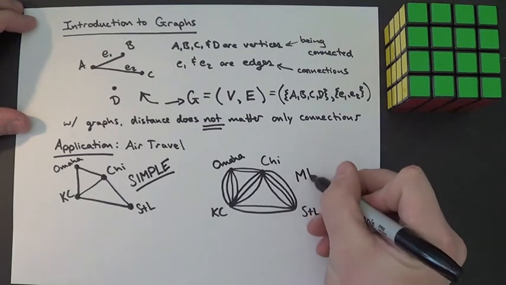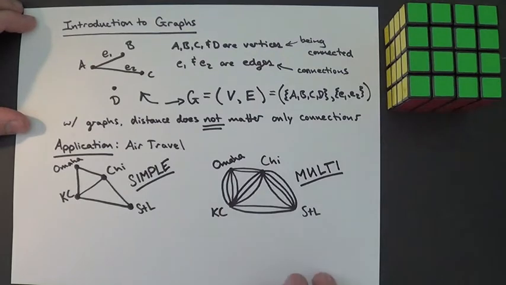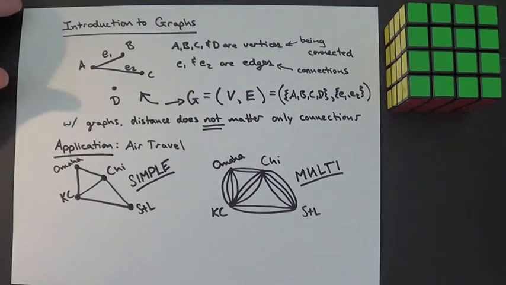And down here, we call this a multigraph. Not a very exciting word, should be pretty intuitive. Multiple edges, single edges, simple. Much more simple of a graph.